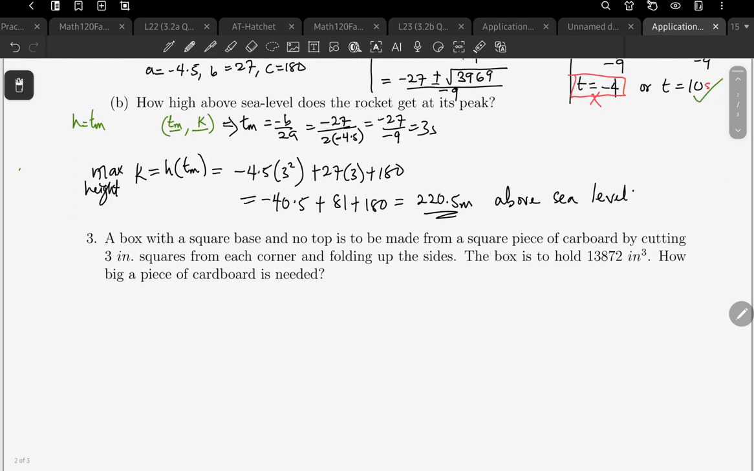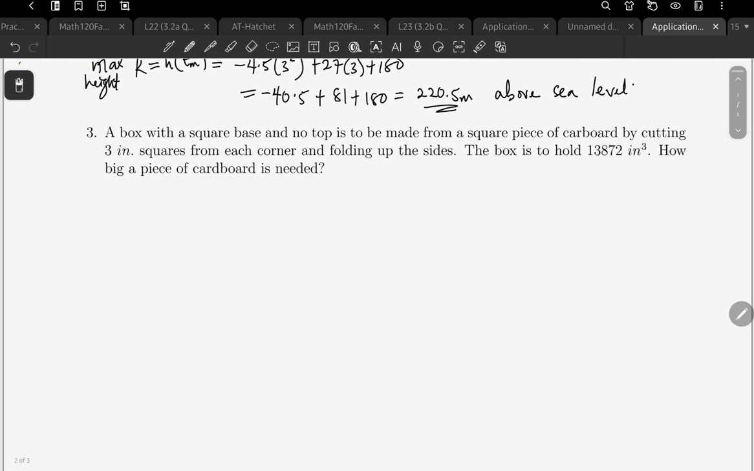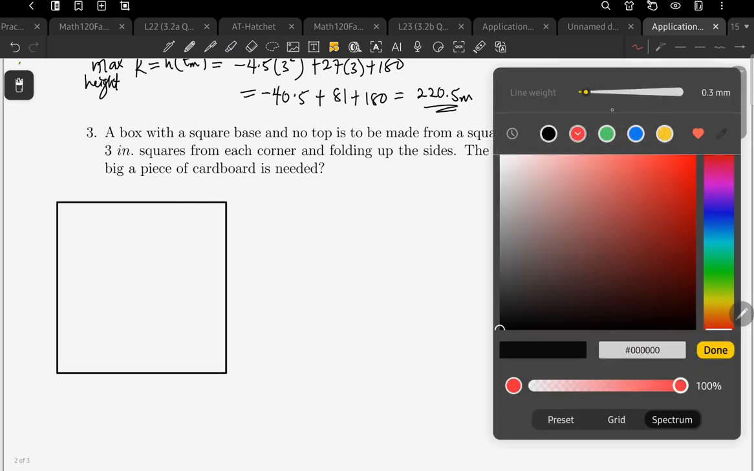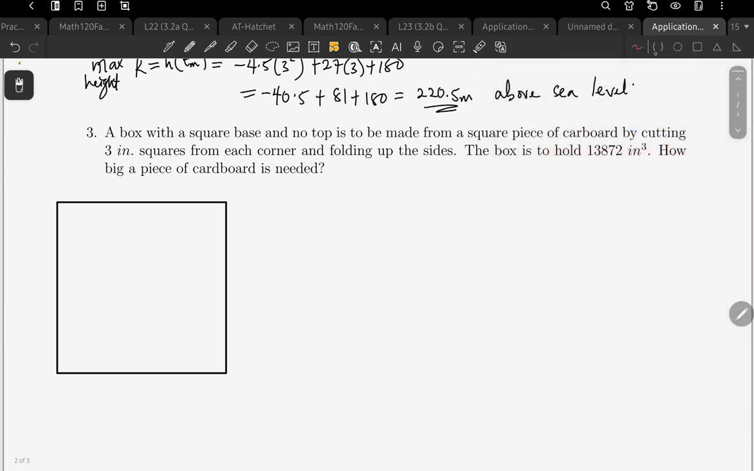The next question: a box with a square base and no top is to be made from a square piece of cardboard. So let's have a cardboard. We have a square cardboard, and to form a box from this, we need to cut out 3 inches square from all the corners.